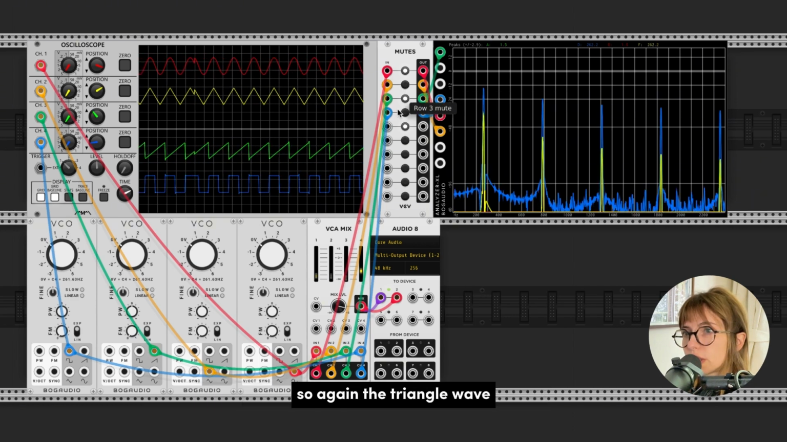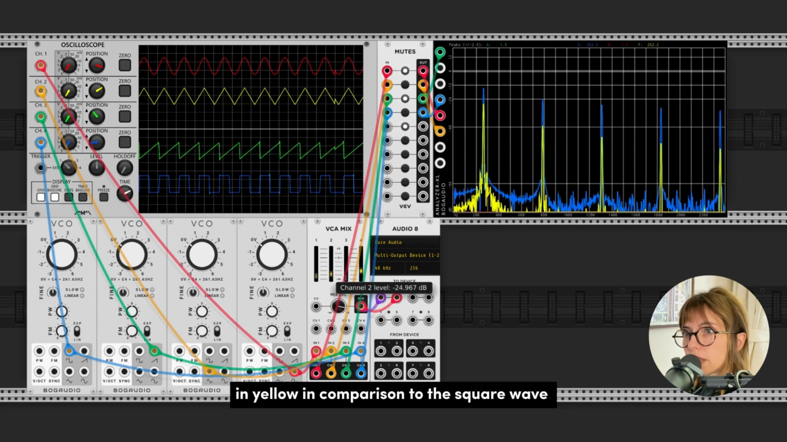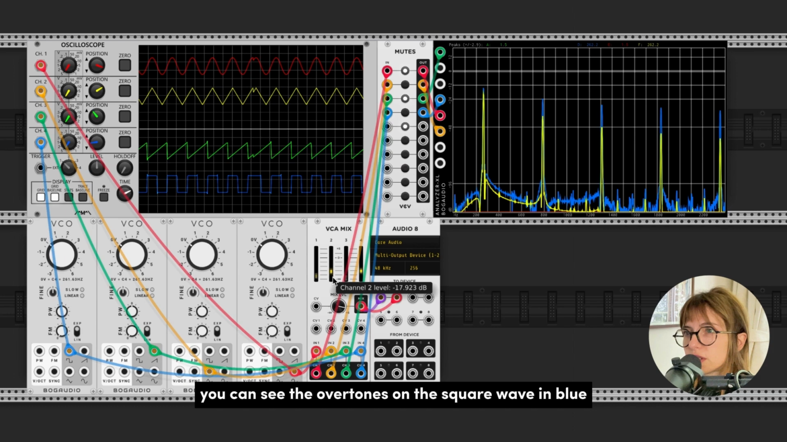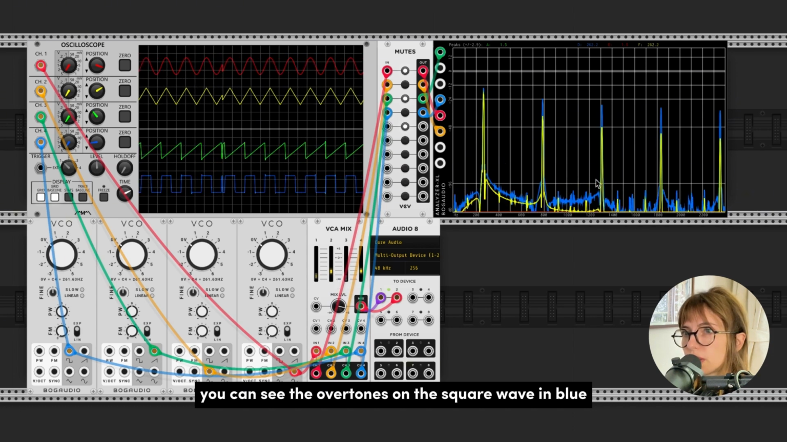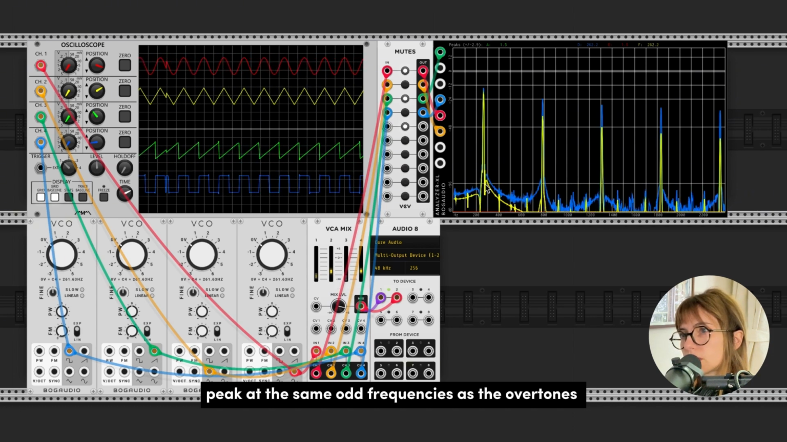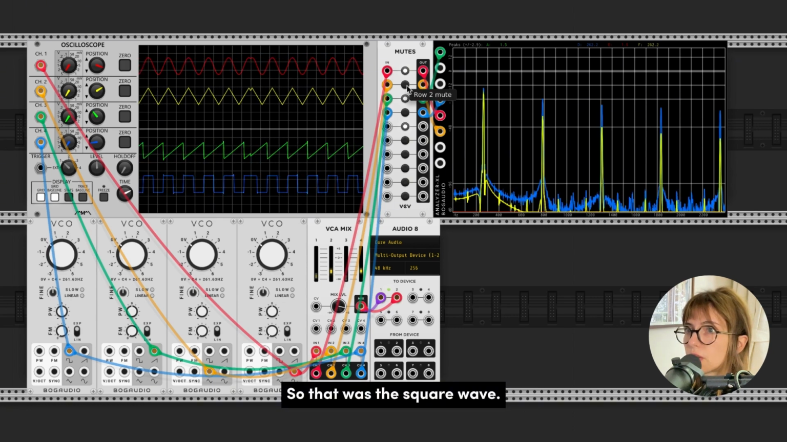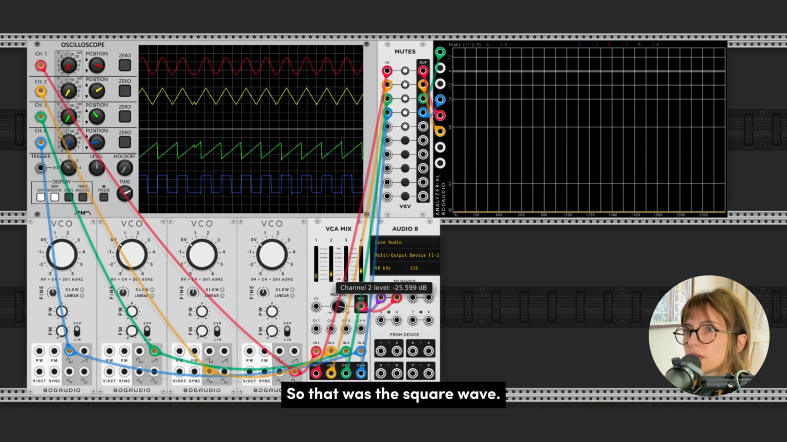So again, the triangle wave in yellow in comparison to the square wave. You can see the overtones on the square wave in blue peak at the same odd frequencies as the overtones of the triangle wave, marked in yellow. So that was the square wave.